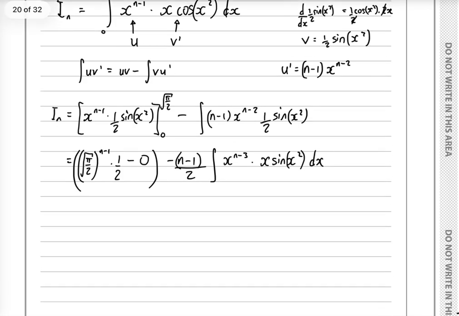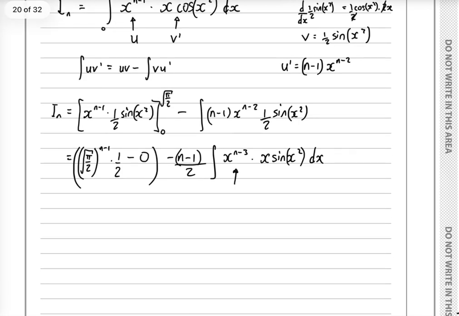So we'll do the same thing again. We'll call this one u, and then when we differentiate, we get n minus 3 lots of x to the n minus 4. Call this one v prime, and then when we integrate that, because it's the same pattern as before, we get a half cos x squared, but this time it's a minus. Then we can apply the integration by parts formula.